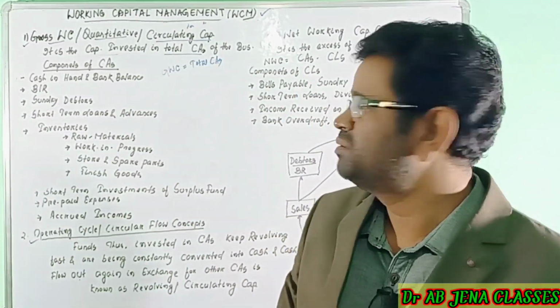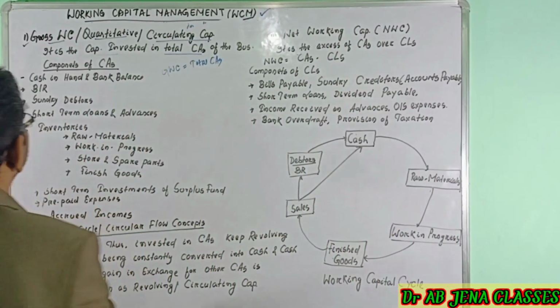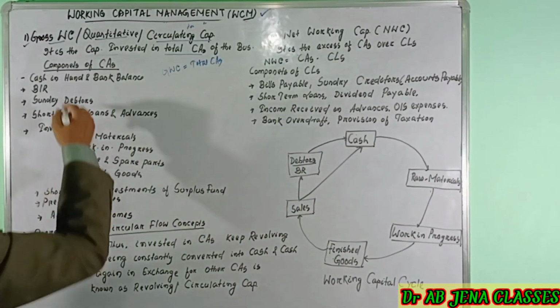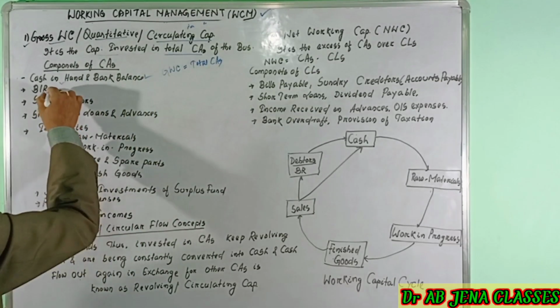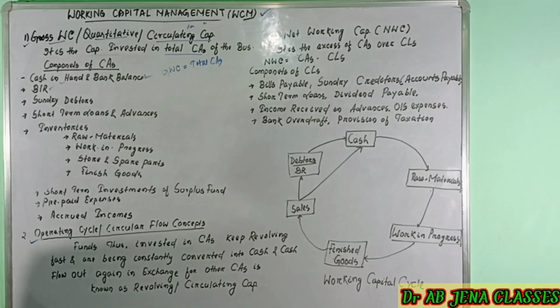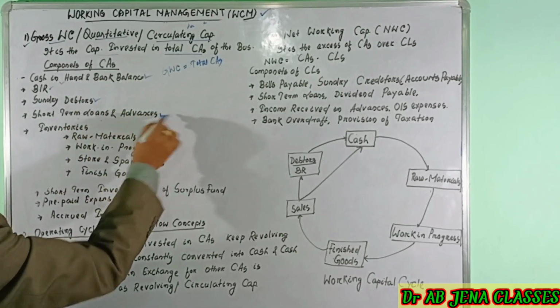I am hopeful now it is clear. Then what are the components of the current assets? Current assets are the cash in hand or bank balance, the bills receivables and sundry debtors, then short-term loans and advances, and inventories.